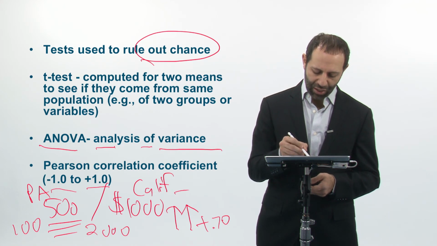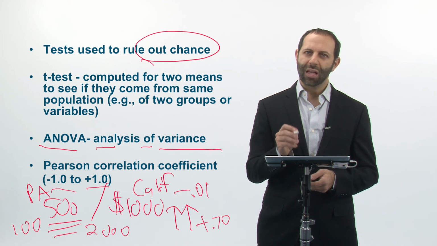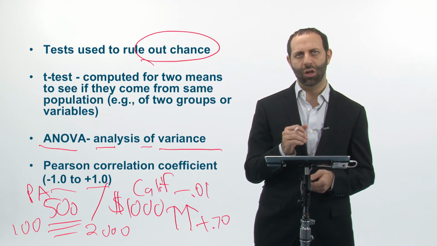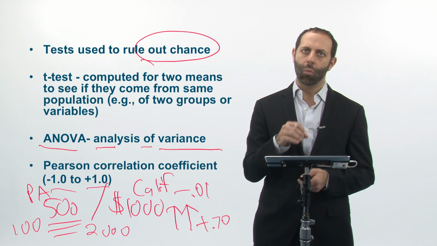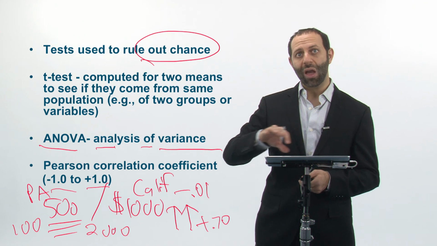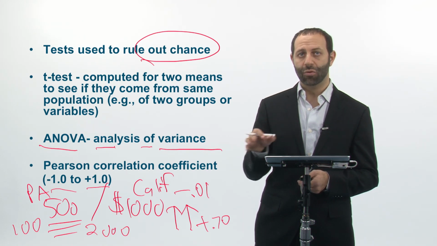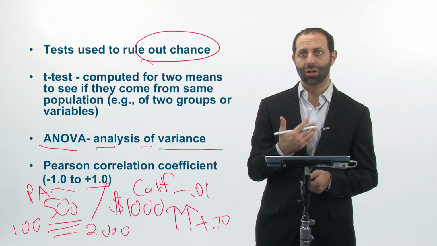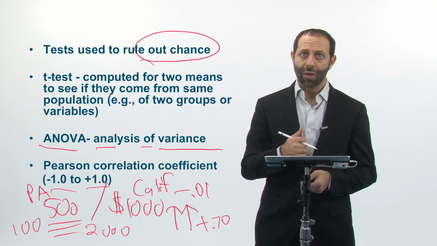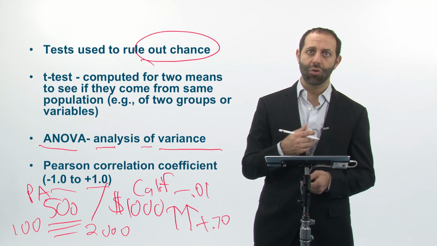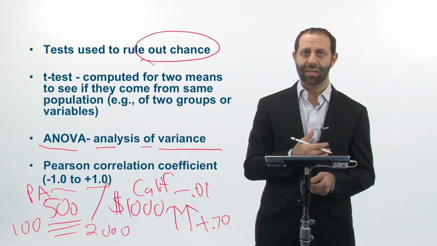If I have a negative 0.01, that's a fairly low correlation. It's not a very strong correlation. The closer to 0 one gets, the weaker the correlation. The further away from 0, either in the positive or the negative realm, the stronger the correlation and the implication of the finding. So that about sums it up for these three types of tests that we use to figure out and assess chance in statistics.